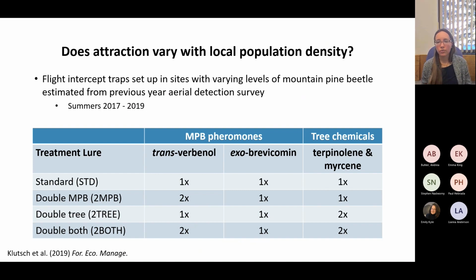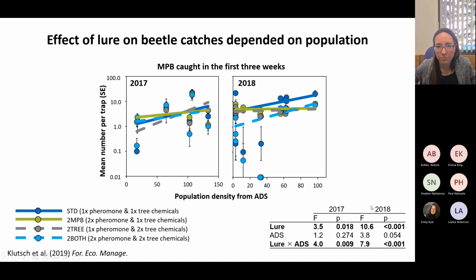And this full factorial design, where we wanted to test all of them in all combinations. We did this from 2017 to 2019. And we found that, yes, if you look at this ANOVA table, there was a significant interaction in the lures and the local population.